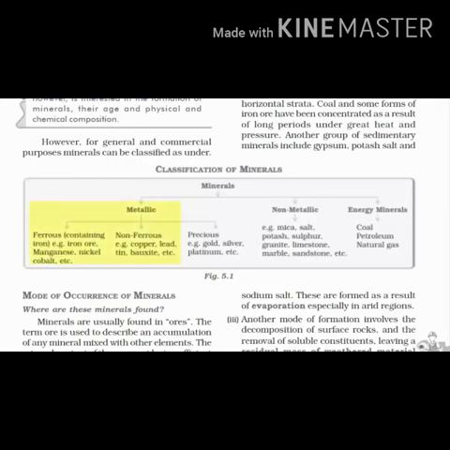So far, we have read about metallic minerals. Now it's time to read about non-metallic minerals.